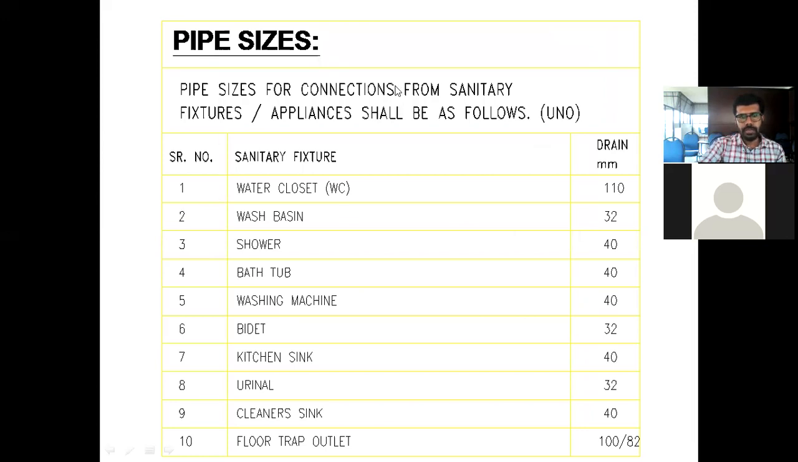Then pipe sizes for connections from sanitary fixtures and appliances shall be as follows. Now, sanitary fixture, this is the drain pipe. We were talking about the supply pipe only.